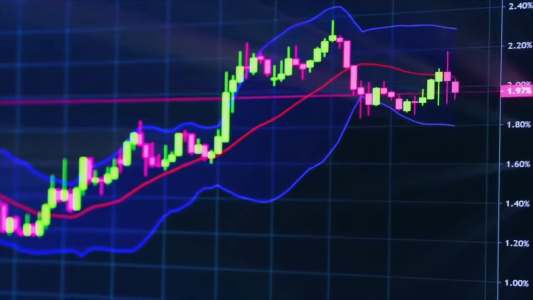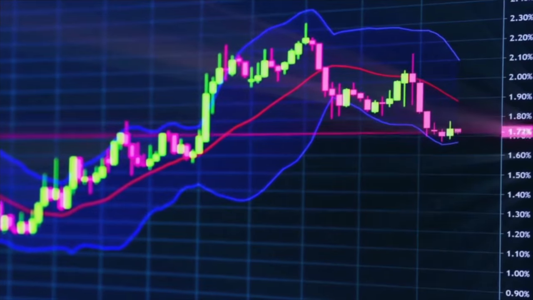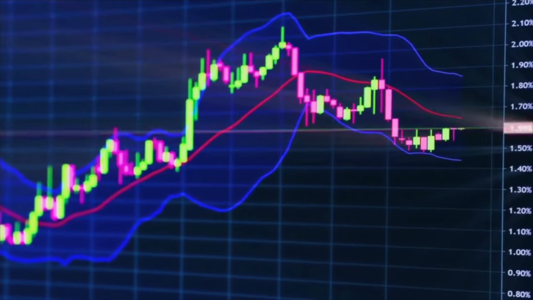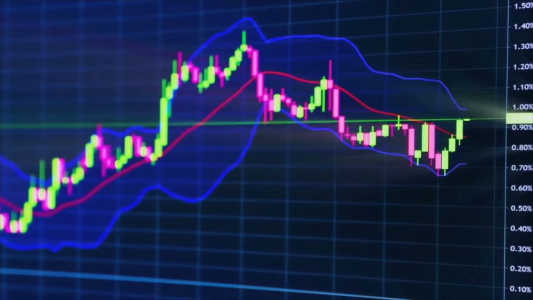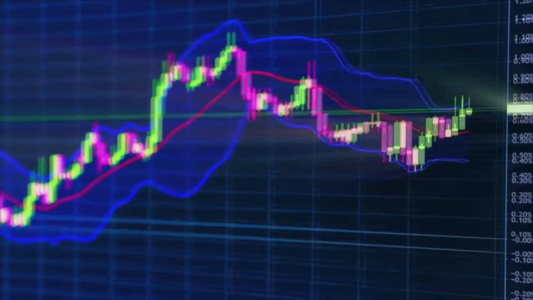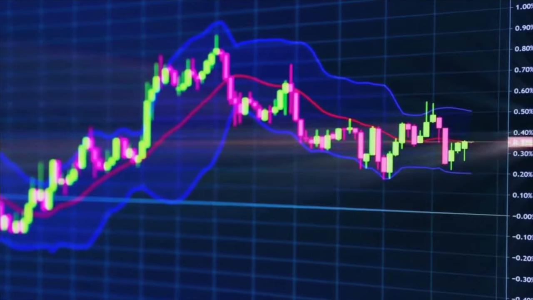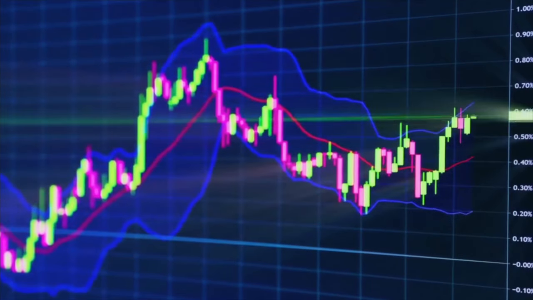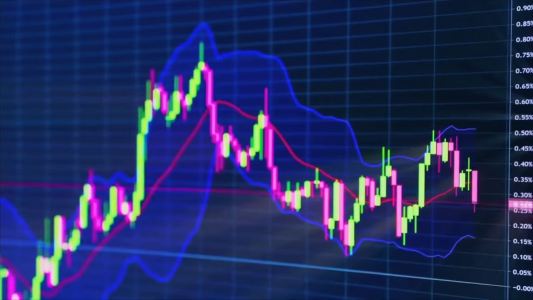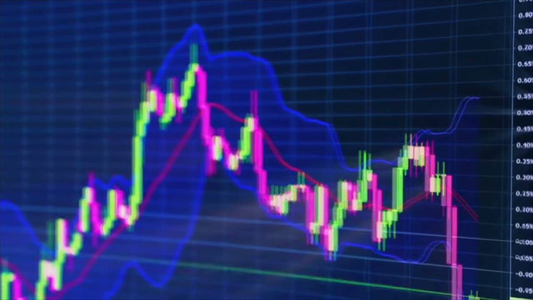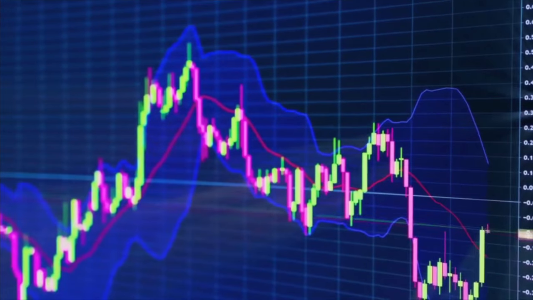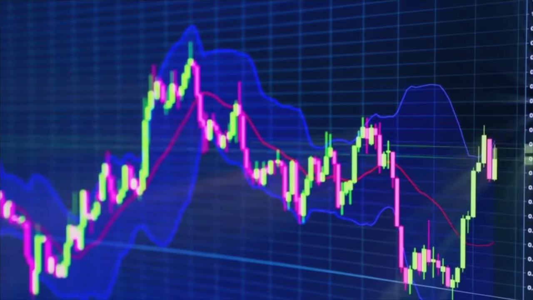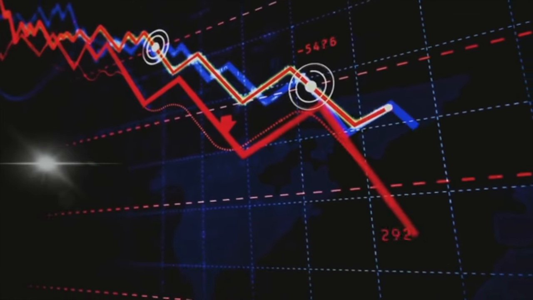Third, commodity trading. Commodities include raw materials like gold, oil, silver, coffee, and wheat. Traders buy and sell these goods to profit from price changes or to hedge against inflation and currency shifts. Fourth, cryptocurrency trading, a modern form of trading that deals with digital currencies like Bitcoin, Ethereum, and others. It's decentralized, highly volatile, and attracts both short term speculators and long term believers in blockchain technology.